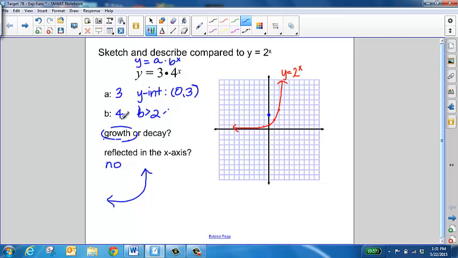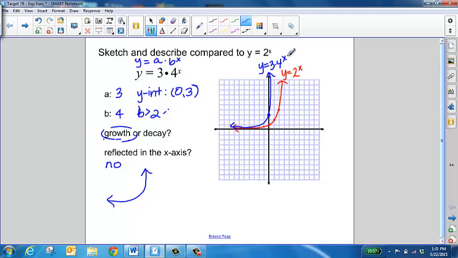And then since our growth factor is 4, which is greater than 2, we know that it's going to grow more quickly than our reference function y equals 2 to the x. So when we go to sketch our blue function, that y equals 3 times 4 to the x, we want it to hit that y-intercept and then shoot up a little bit more quickly than the y equals 2 to the x. And remember to go through and label all of your functions on your graph.